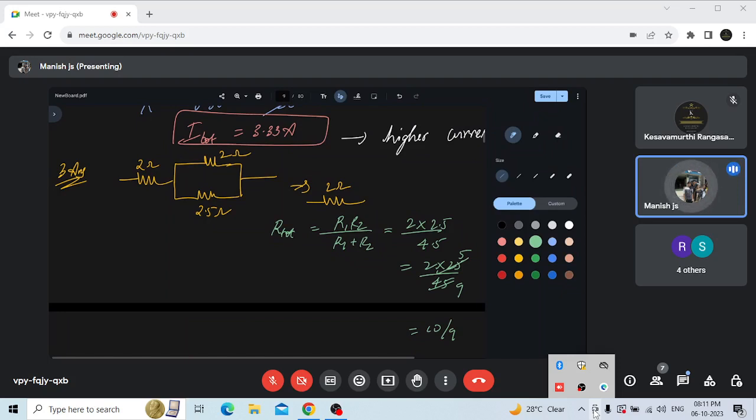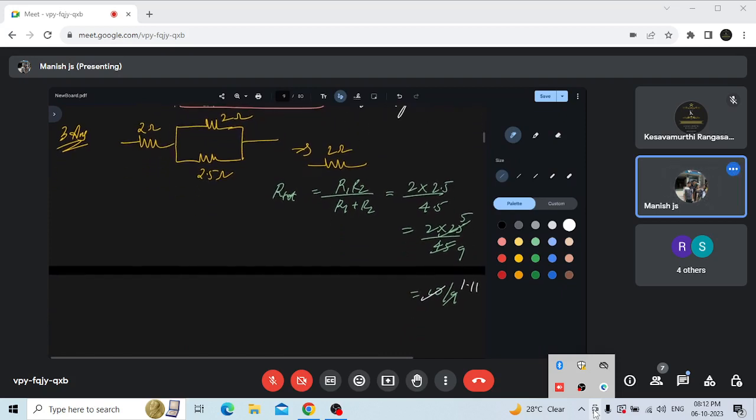So what is 10 upon 9? 1 point something, right? So 1.1, again recurring 1.11. So the total resistance for parallel combination is 1.11 ohms. Now you find out the total. This is only for this parallel combination. We have only found out for parallel.